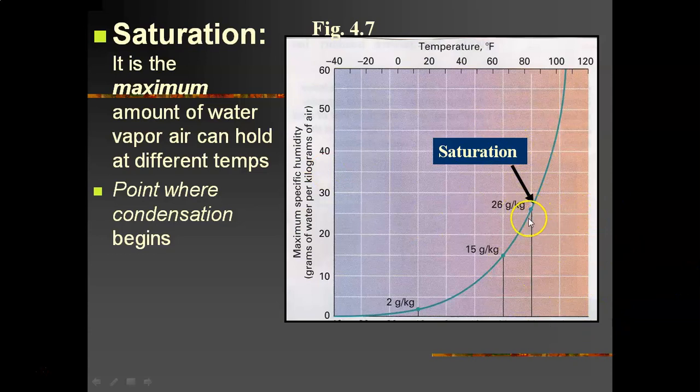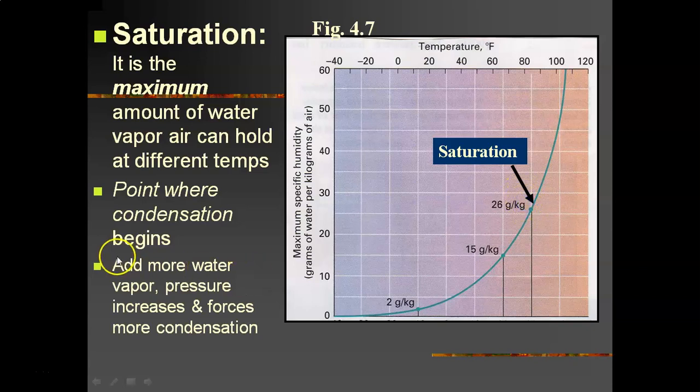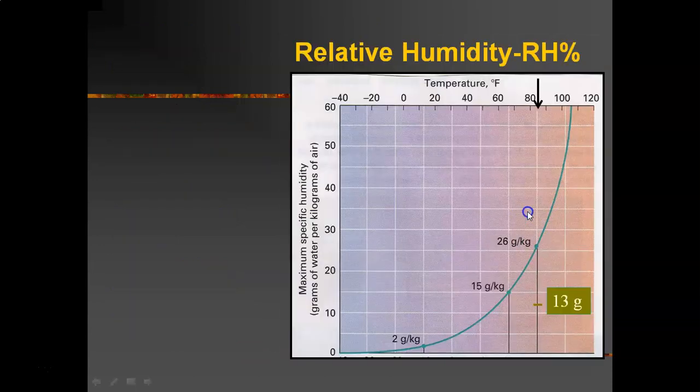Now, what you've got to do is add more water vapor from evaporation, but the air can't hold it. And so the water vapor pressure is increasing and increasing. Literally, you add more water vapor, and the water vapor pressure inside the air forces the phase change, forces condensation. So the more evaporation you have, the more condensation, clouds, fog, dew, and ultimately precipitation.